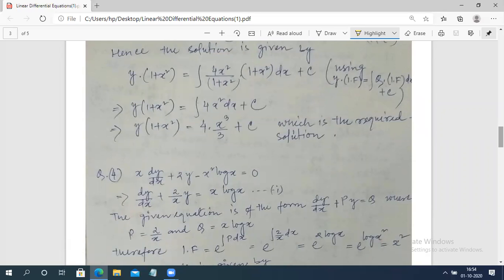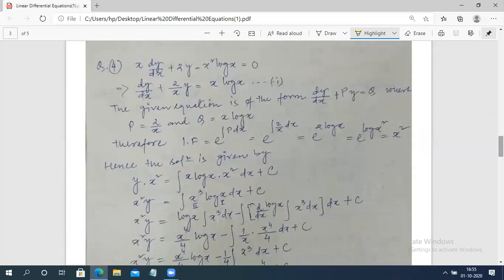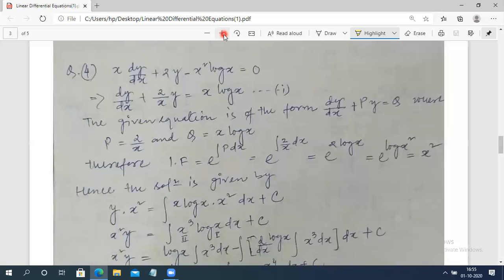Okay, now come to the next question. The next question, you can see, is given: x dy by dx plus 2y is equal to x square log x. Now first write this equation in the following form: dy by dx plus 2 by x into y is equal to, this is your x square log x, but if you are dividing the whole equation by x, then it will be x log x.